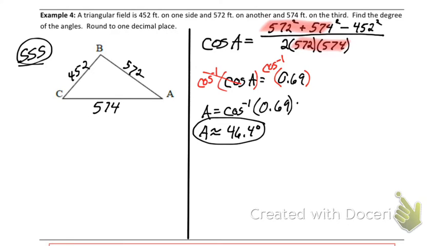Alright, to find angle B, you can either use the law of sines or the law of cosines, because now you have an angle. I went ahead and used the law of cosines, but you can use whichever. I want you to go ahead and find angle B, which will get you angle C. And I'll put up the values right now of what you should get.